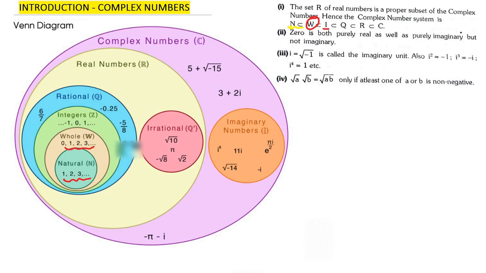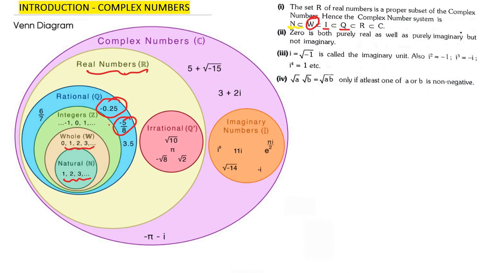This is contained in the set of all integers. Integers are all the negative numbers, 0 and all the positive numbers, and it is again contained in the set of all rational numbers. Rational numbers, for example minus 0.025, as given in the diagram, minus 5/8 and so on, which is again contained in the set of all real numbers.